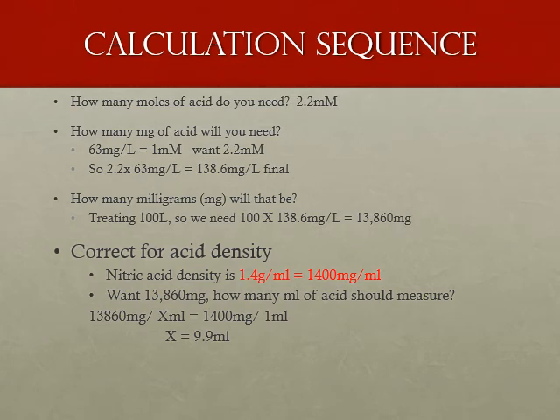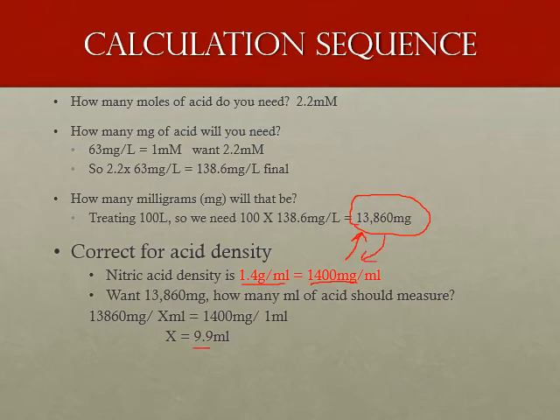So for trying to figure out how many milliliters we need, we look at the density of the acid. For the density, we know from the first slide that it's 1.4 grams per milliliter, which is actually the same as 1,400 milligrams per milliliter. And over here, we calculated that we need 13,860 milligrams. So how many times does 1,400 go into 13,860? You take this number divided by that, it gives us 9.9.